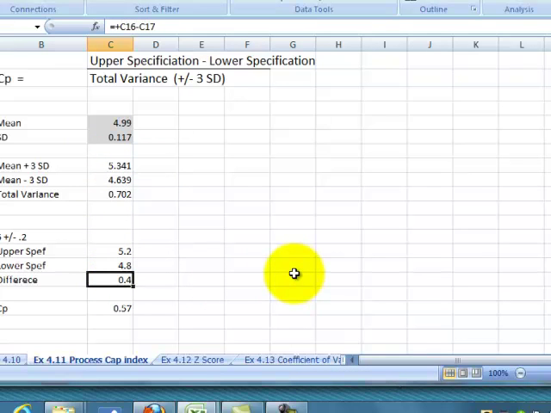Now, different companies are going to look for different values, some are going to want as high as 1.5 for this CP index. A lot of it depends on how you define your upper and lower specifications. So mainly I just want you to have an awareness of this, because every business is going to use it slightly differently.